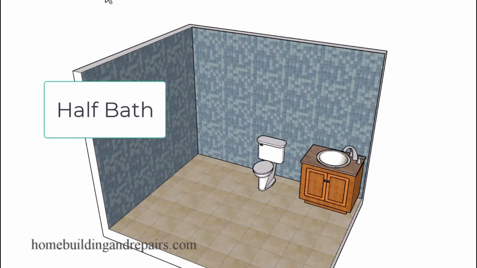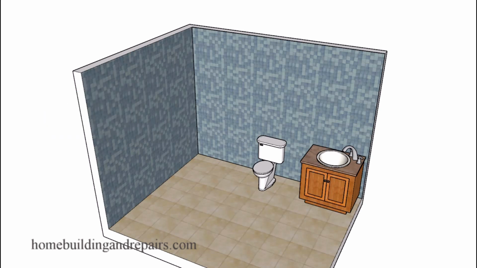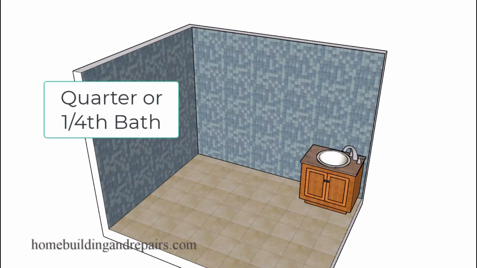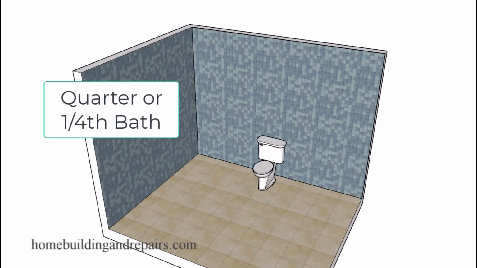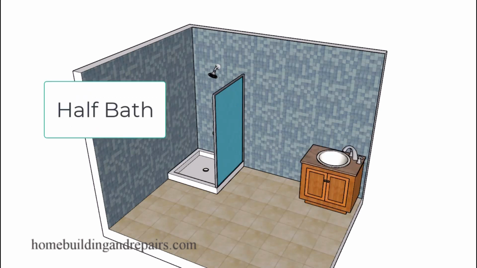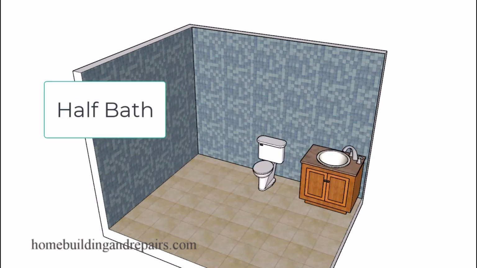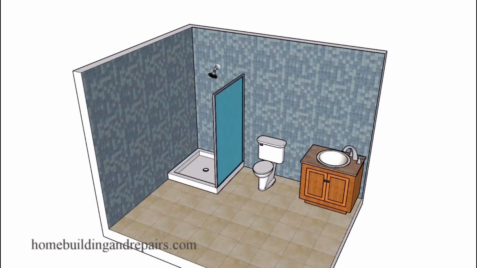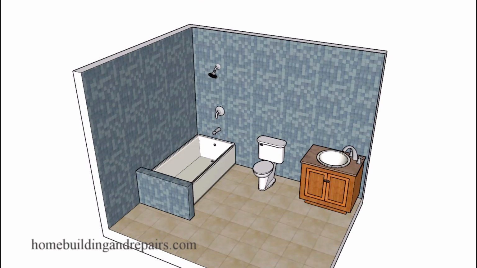Here we have a half bath. 1/4 plus 1/4 equals a half. And this is probably the most common half bath you're going to run into. And of course, if we remove the toilet, we have a 1/4 bath. However, these usually aren't that common. Here's another 1/4 bath, and then a half bath, and another half bath, and not as common as this half bath, or the 3/4 bath, or the full bath.